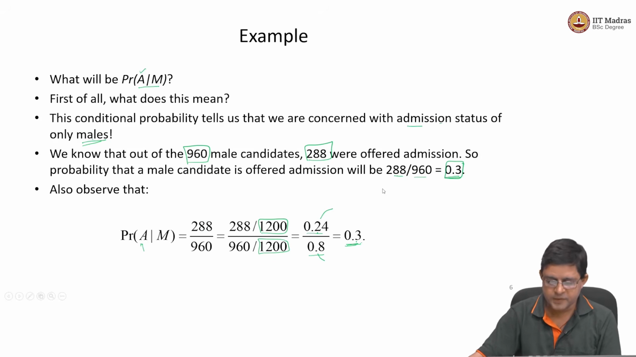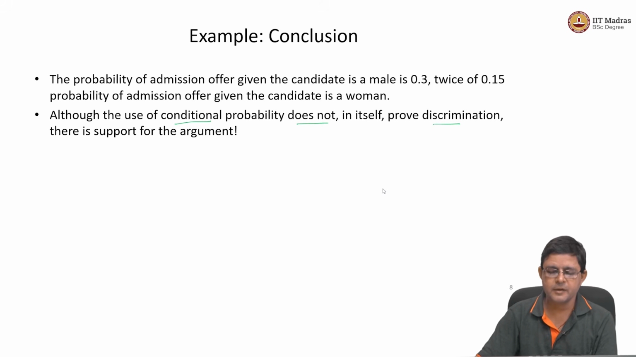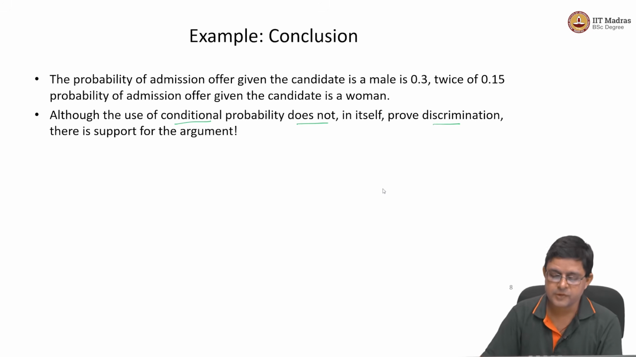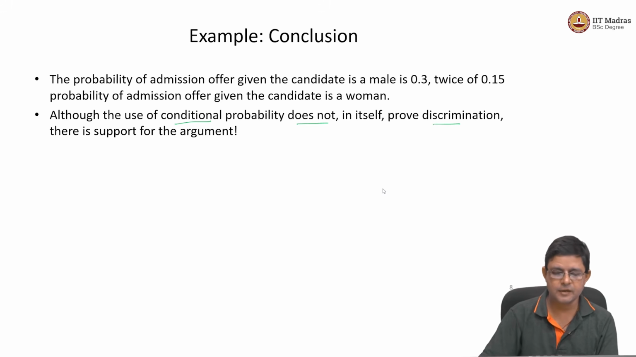Right. Hope this is clear, and this is a very simple explanation of categorical variables and their application in determining the association between categorical variables. Okay. So, this was a small example of conditional probability and conditional probability being used to determine the association between categorical variables.